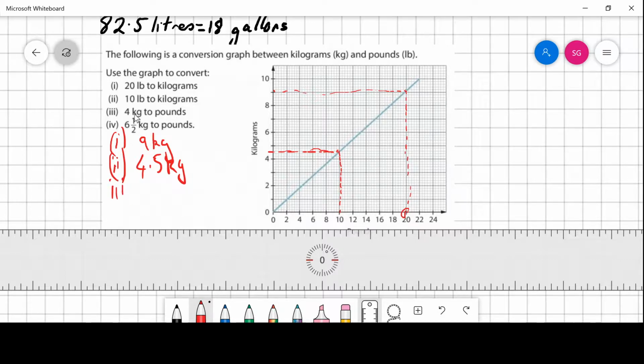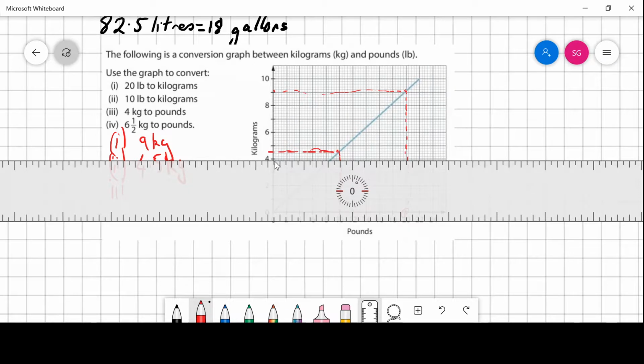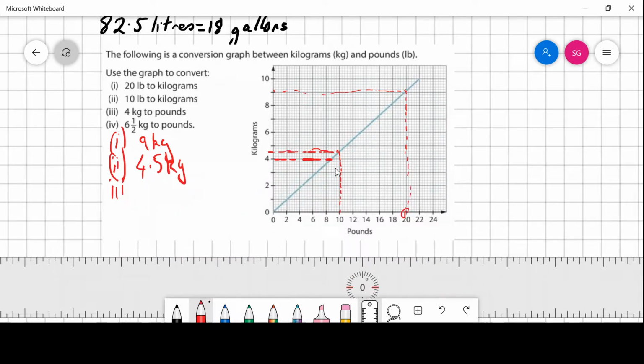So let's look at 4 kilograms. Okay, so we'll go across like this. Okay. There we go. And then we'll go down. And yeah, we get around 9 pounds for that one.